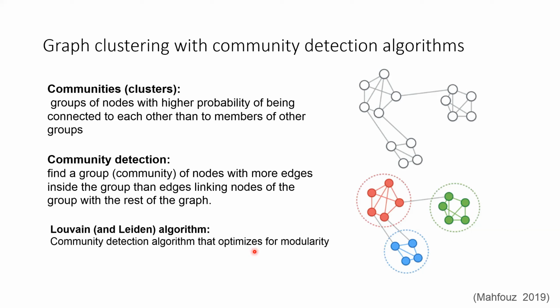So the Louvain and Leiden algorithms are community detection algorithms that optimize for modularity. And modularity is a measure of how densely connected nodes within a module or a cluster are relative to the density of connections between nodes belonging to different modules.